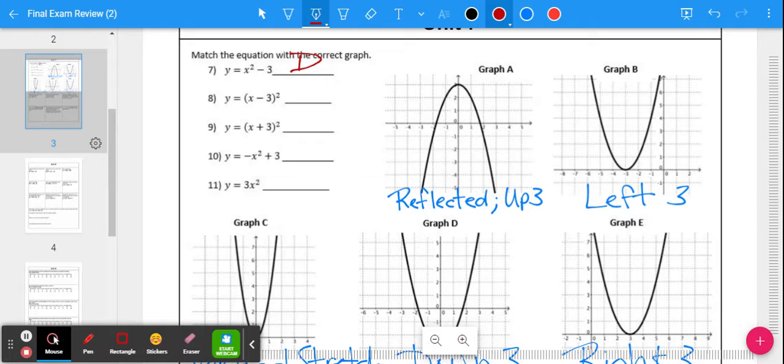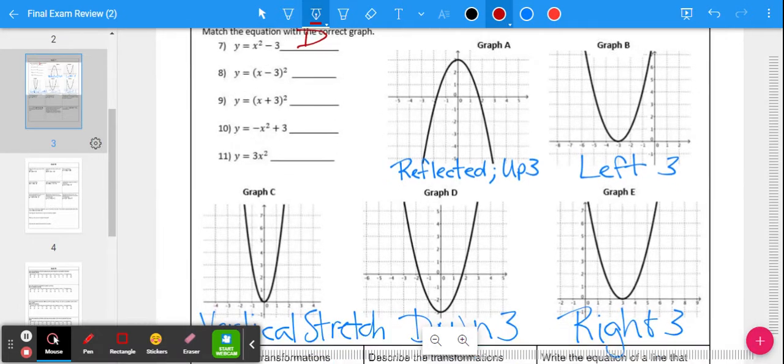Number 8, y equals quantity x minus 3 squared, means that it's affecting the inputs because it's inside the parentheses. Something we talked about several times in class is that inside you change your thinking. Where we see this -3, we need to think right 3. So this one is E because that one has been moved right 3 units. Number 9 is the opposite. We have a +3 inside the parentheses, so we have to change our thinking, and it's left 3, like graph B.